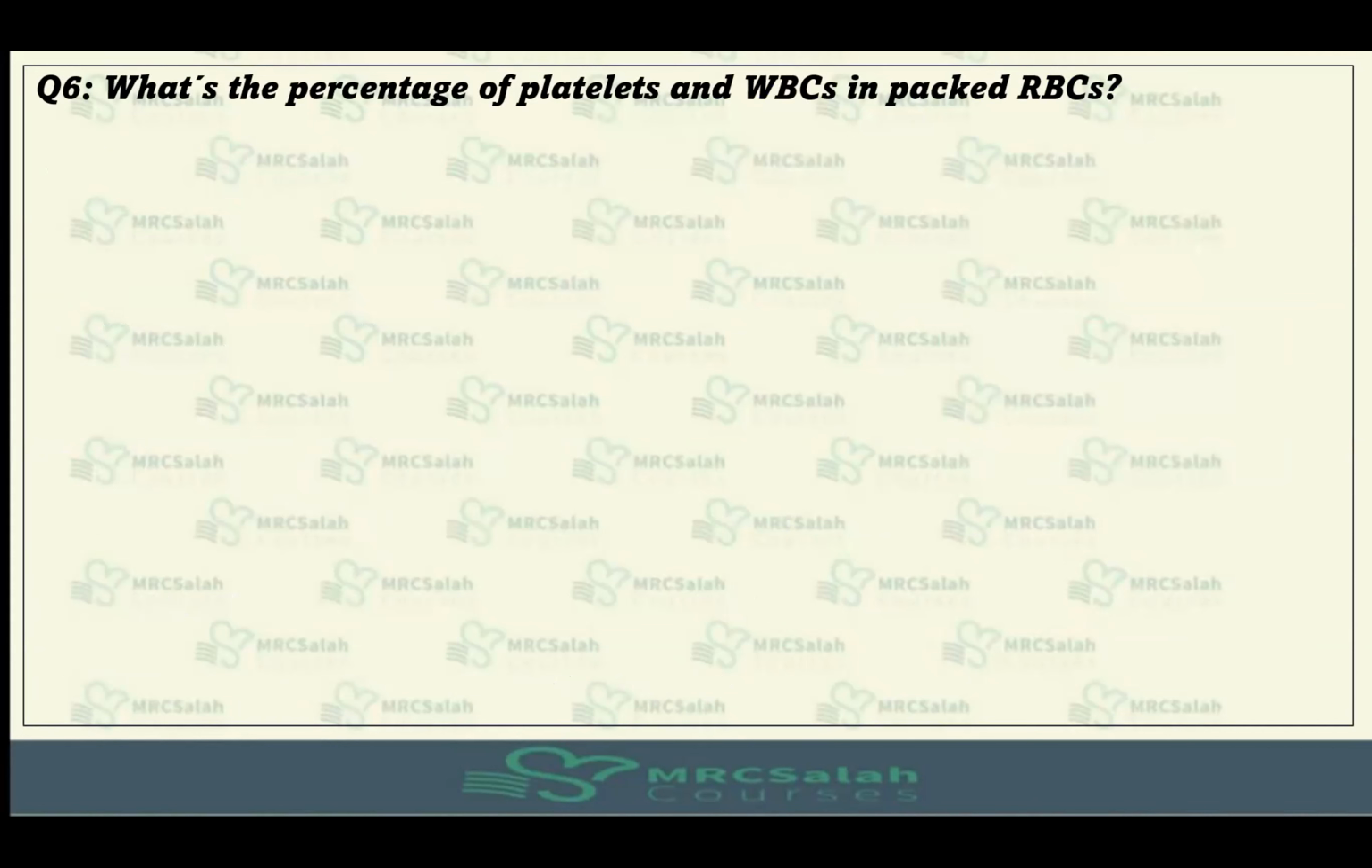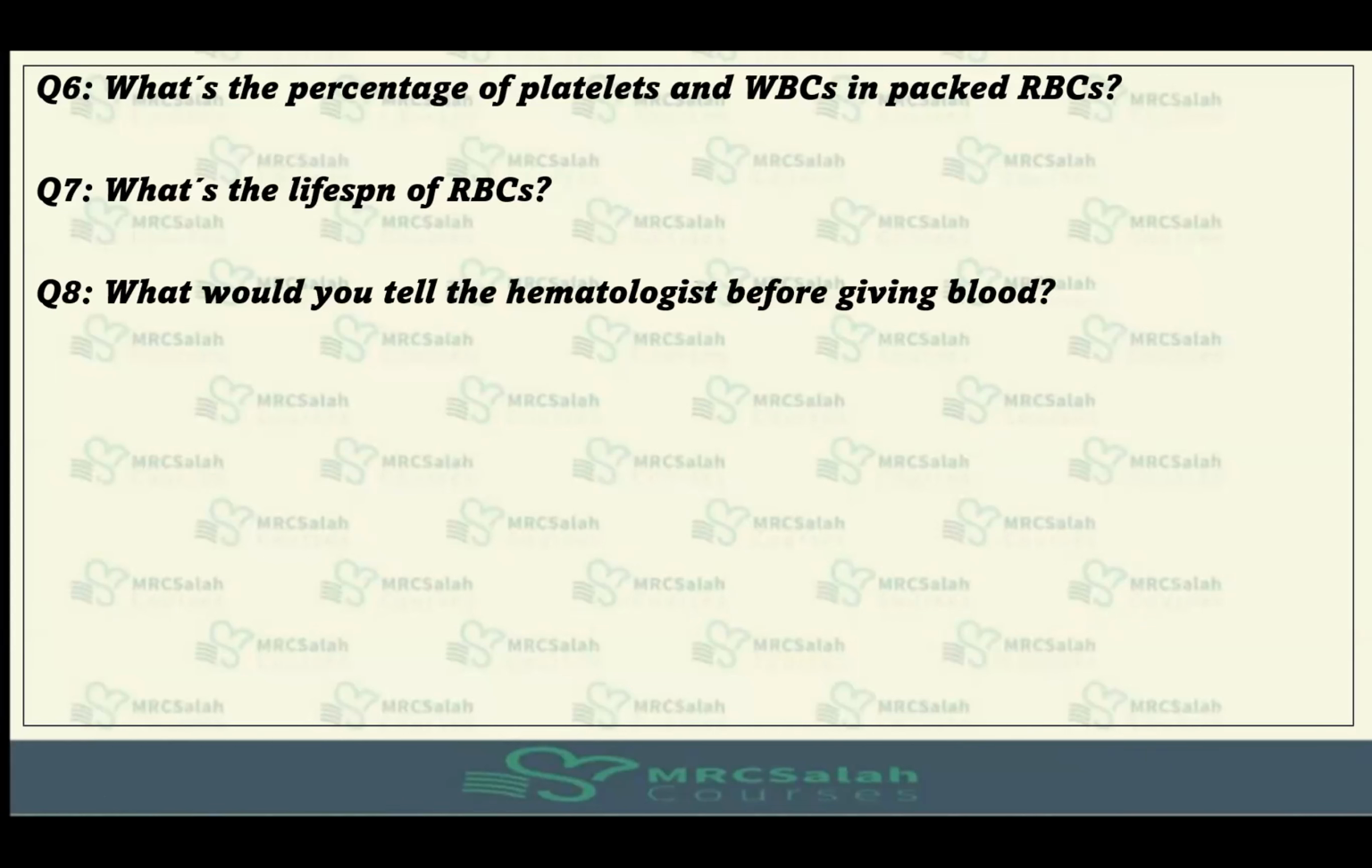Can you please tell me what is the percentage of platelets and white blood cells in the RBCs? Platelets are 0 and white blood cells are 5 multiplied by 10 to the power 6 or power 5. The leukocytic reduction RBCs. Yes, you mean leuko-reduced. Okay. Can you tell me what the lifespan of RBCs is? 120 days. Okay, great.